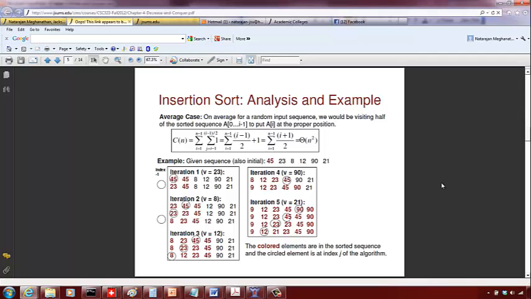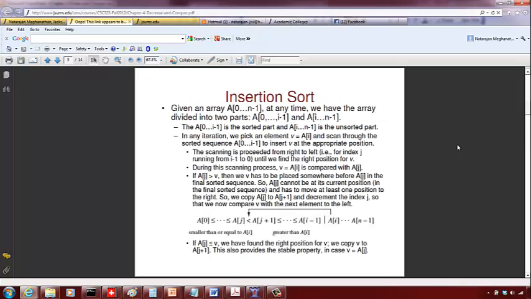Hello students, now I'm going to explain how this insertion sort algorithm works. So let's go through an example. Before that, let me just introduce the basic principle of insertion sort.